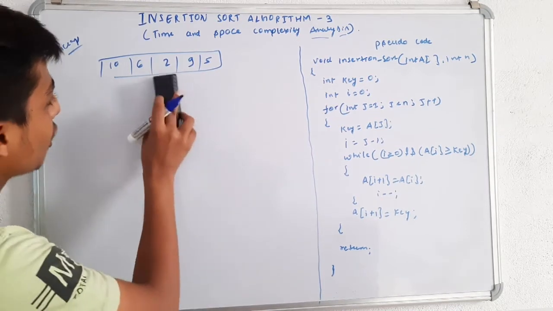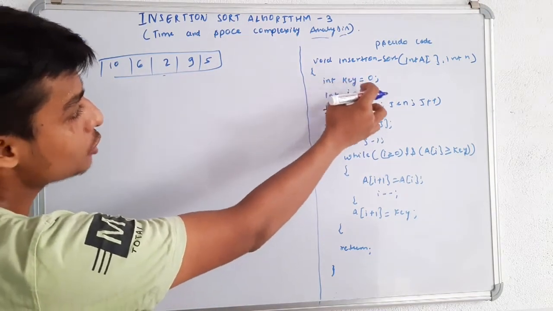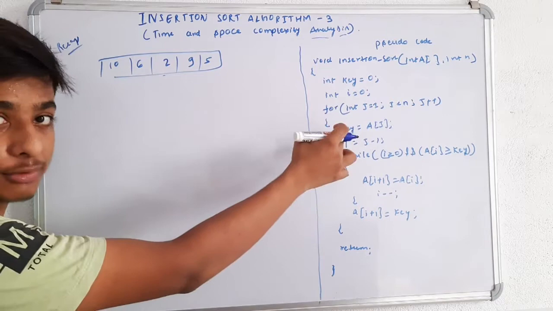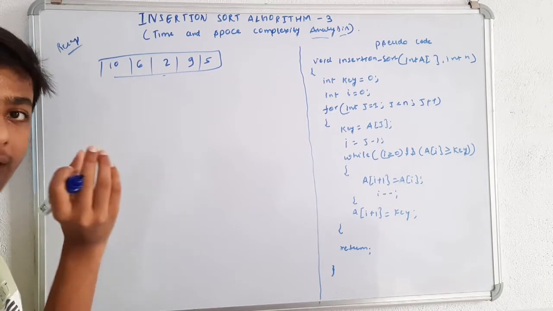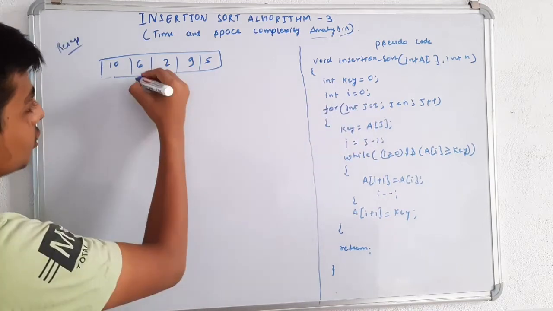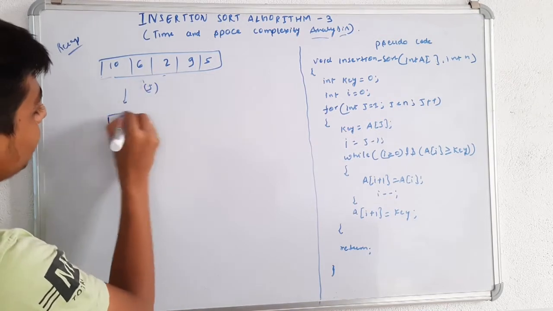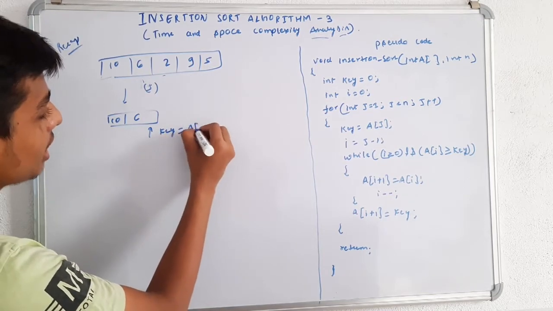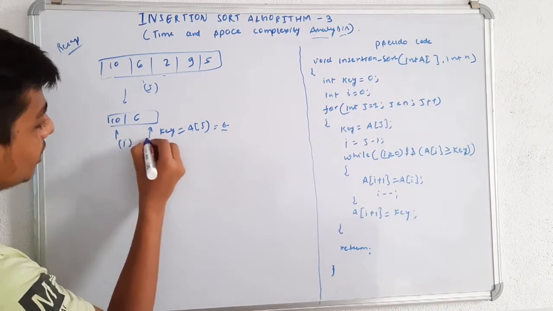Let's go to the example part fast to recap it. Here we have two variables, key and i, and we are going to iterate with the help of j from 1 to n, because the subarray of size 1 is already sorted. That's why we are starting from size 2. Initially j is pointing here, and the key is a of j, which means we have to sort this subarray first. So key is equal to a of j, that means it's 6. Now i is j minus 1, so i will be somewhere here and j is here.